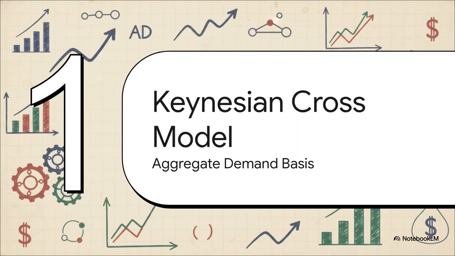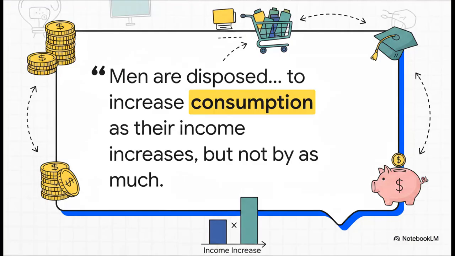Okay, Section 1. The Keynesian cross model, the foundation of aggregate demand. During the Great Depression, John Maynard Keynes completely revolutionized economics by asserting something that really challenged classical thought. He argued that low aggregate demand, not just the supply of labor and capital, is what actually drives economic downturns. But to understand this mathematically, we have to start with human behavior.